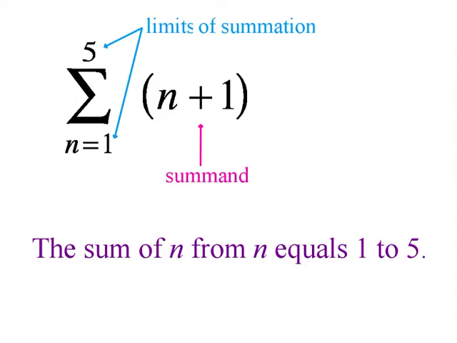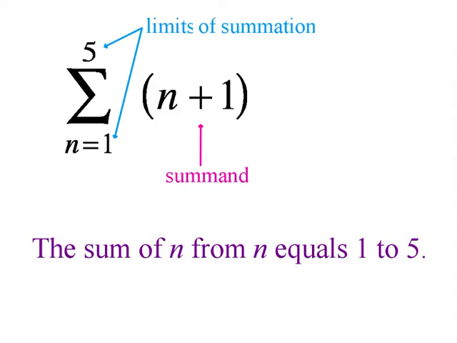This is an example of sigma notation. Notice the limits of summation are n equals 1 to 5. The top limit is always on top, and it is always bigger than the bottom. And n is all integers between 1 and 5. So 1, 2, 3, 4, and 5. We call n plus 1 the summand. That is what we are trying to sum.